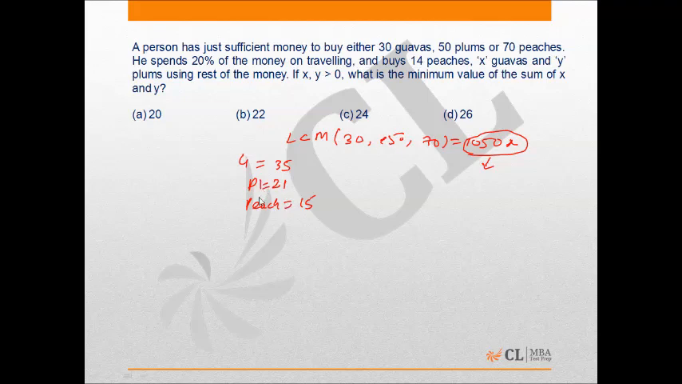And it is given that he spends 20% of the money on traveling. So 20% of 1050 is 105 into 2, which is 210. So the amount that is left with him after traveling is 840, that we get after subtracting 210 from 1050.